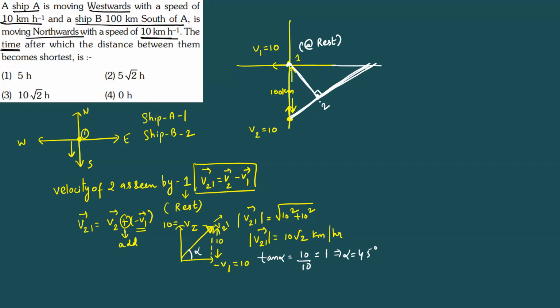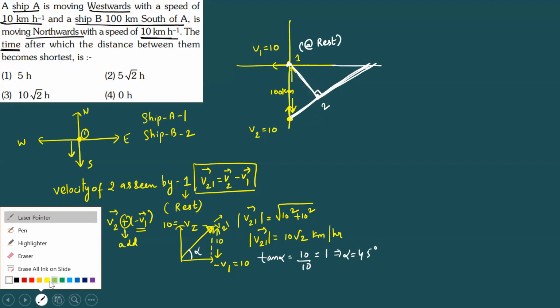When 2 reaches here, that is when you have dropped a perpendicular from 1 onto the motion of 2, correct? That is the shortest distance, isn't it? Shortest distance, how do you find? By dropping a perpendicular. 2 is actually moving in this direction as seen by 1. So keeping 1 at rest, 2 is moving in this direction. So I have just dropped a perpendicular from 1 to 2. This will be the shortest distance. So we can find the shortest distance by applying some trigonometry.